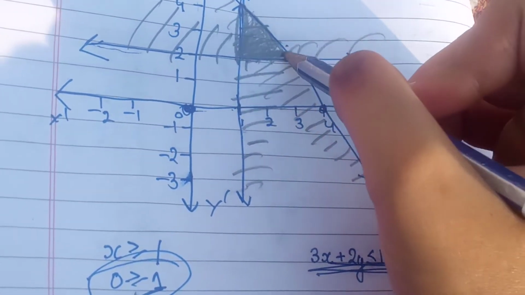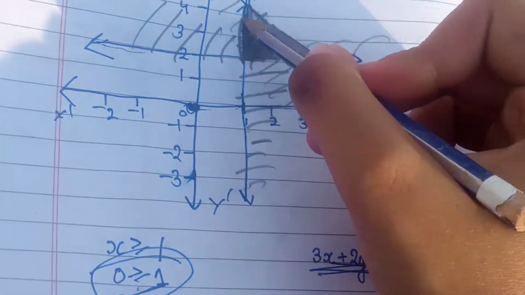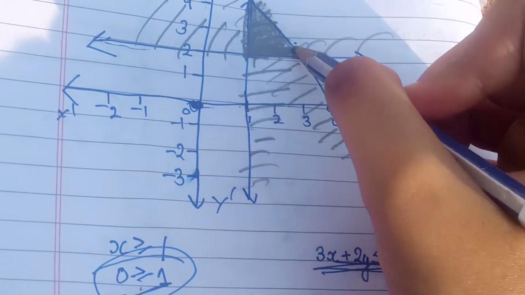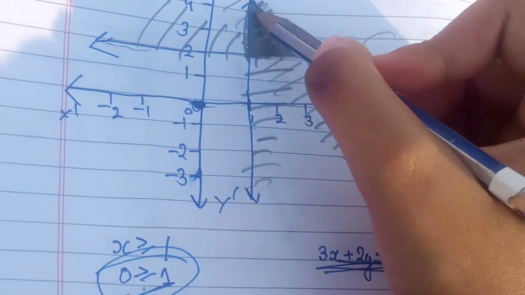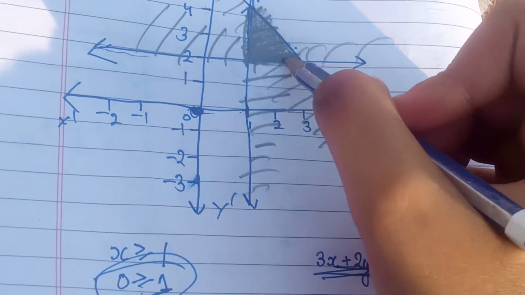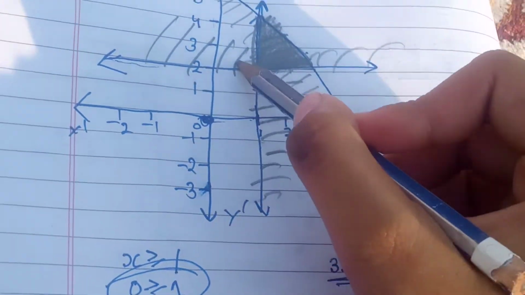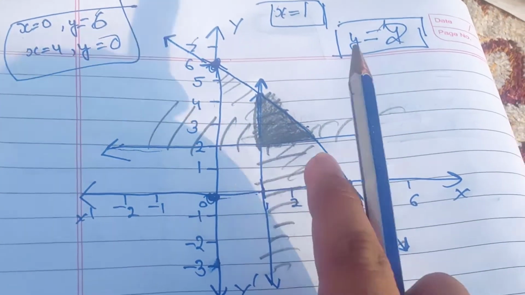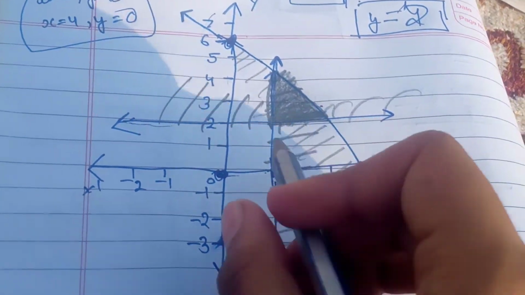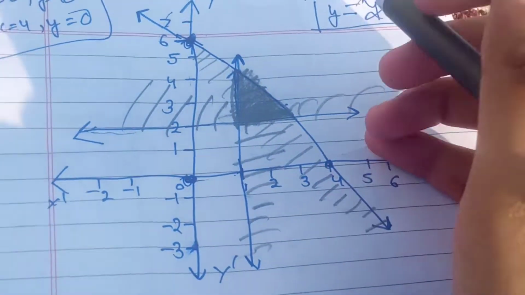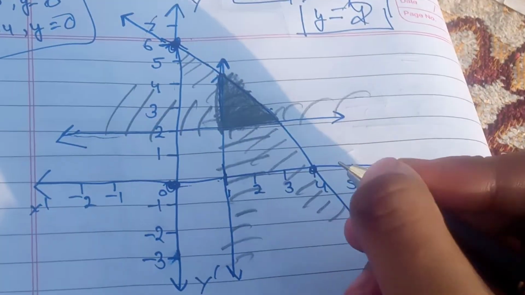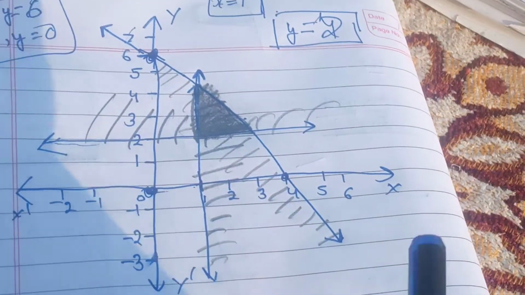Okay, you can use a pencil to shade the intersection. So yeah, here this is our answer. So that's all for this video.